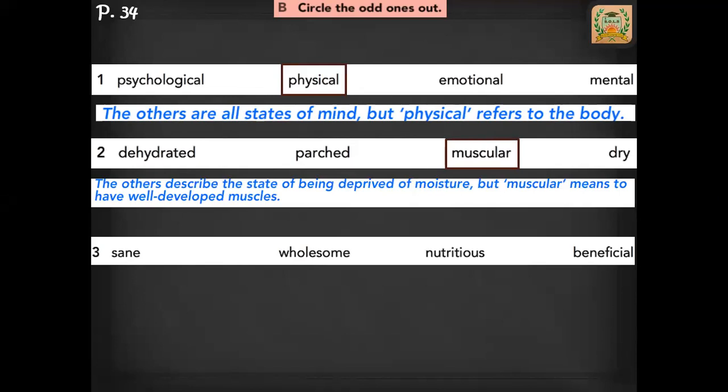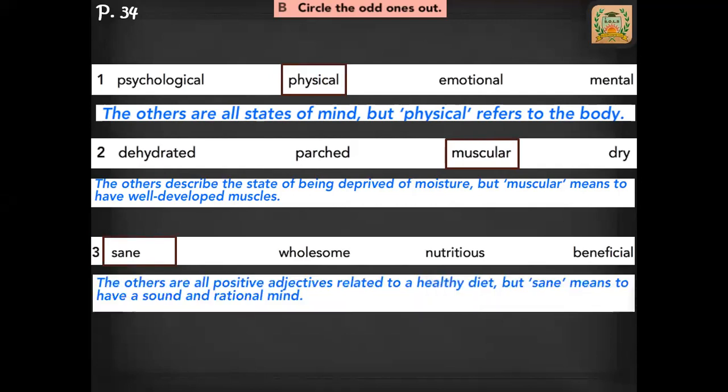Number 3: sane, wholesome, nutritious, and beneficial. Which one is the odd one? Yes, sane. Why is sane the odd one? The others are all positive adjectives related to a healthy diet, but sane means to have a sound and rational mind.